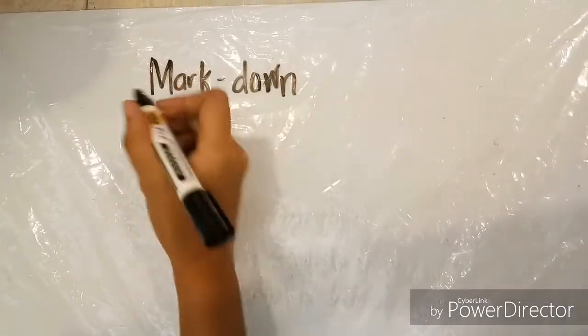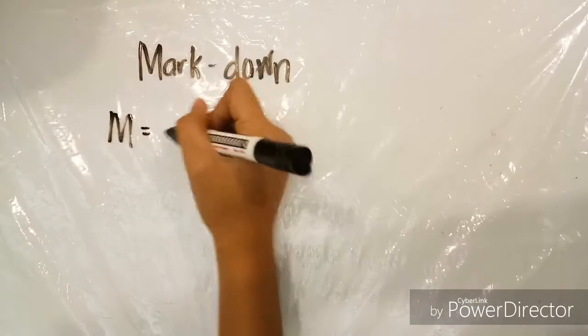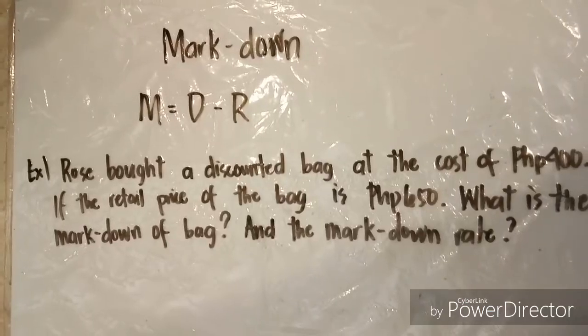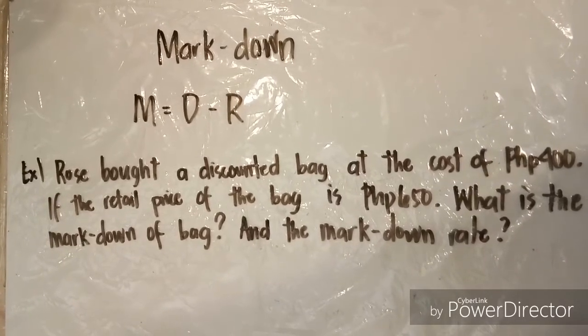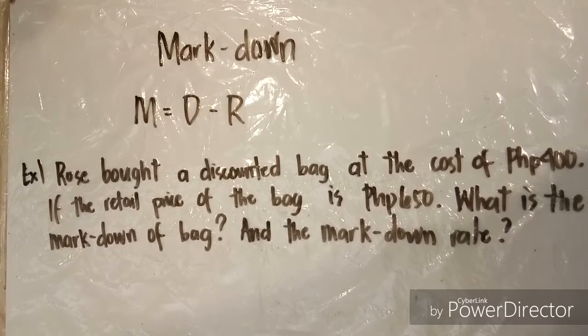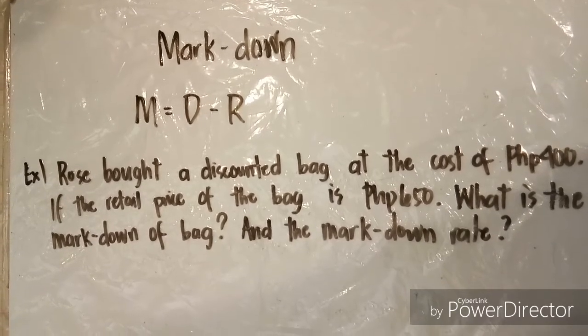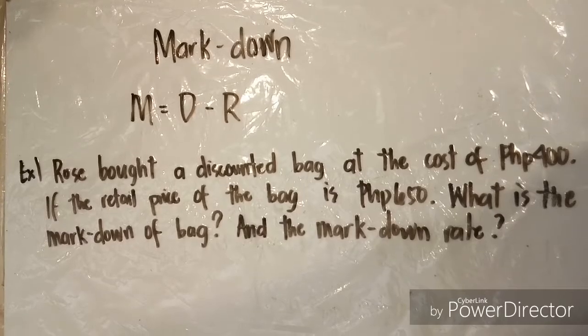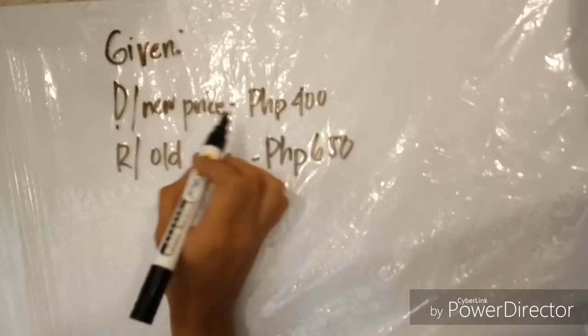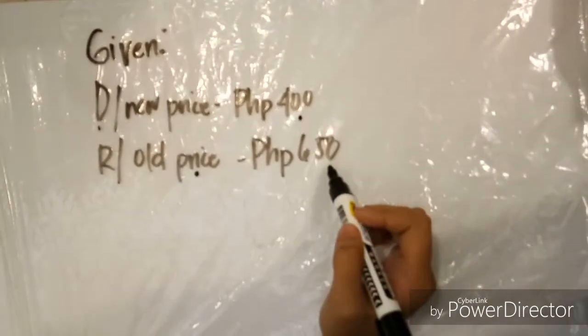So the markdown is the decrease on the selling price. The formula in getting the markdown will be: markdown is equal to discounted price minus retail price. So for example, Rose bought a discounted bag at the cost of 400 pesos. If the retail price of the bag is 650 pesos, what is the markdown of the bag and the markdown rate? So the given will be the discount price or the new price, 400 pesos, and the retail price or the old price, which is 650 pesos.